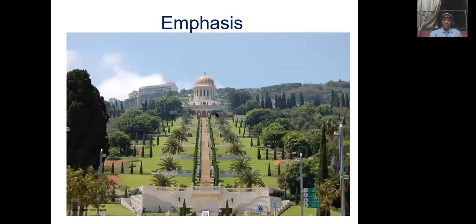So what else? Look at that. Where do you think is the emphasis here? So the emphasis is clearly shown in the, what they call this, temple. So it seems like all roads lead to that particular building to create an emphasis.